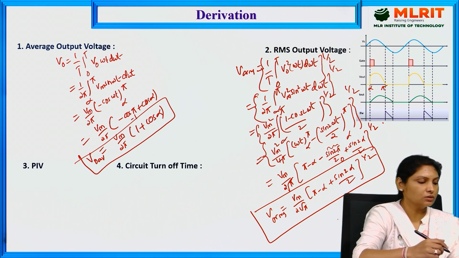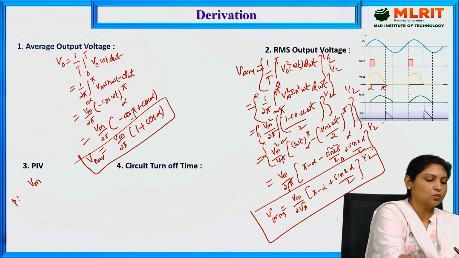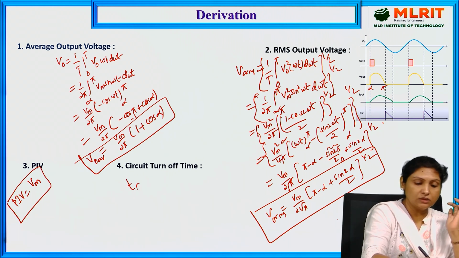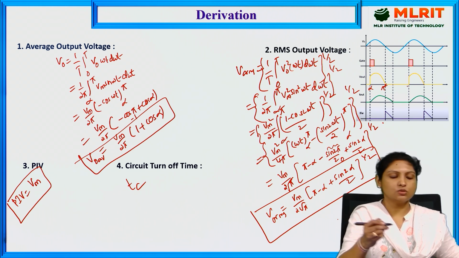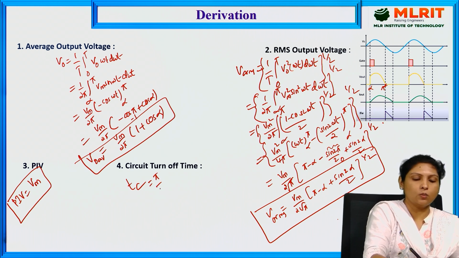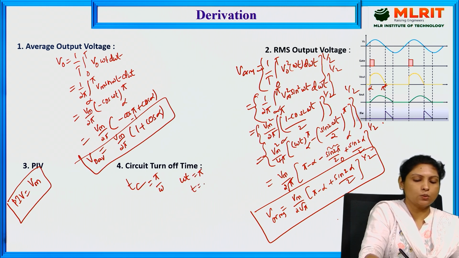And coming to the peak inverse voltage, it is Vm. And coming to the circuit turn off time, if you see, circuit is getting turned off at this instant from pi to 2 pi, it is remaining off. So that is the reason circuit turn off time is given by pi by omega. Because here omega t is equal to pi, we get t is equal to pi by omega. This is circuit turn off time.